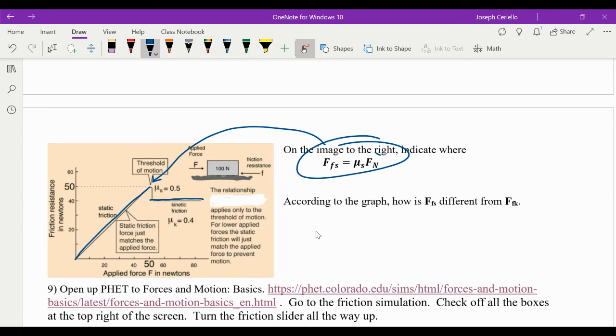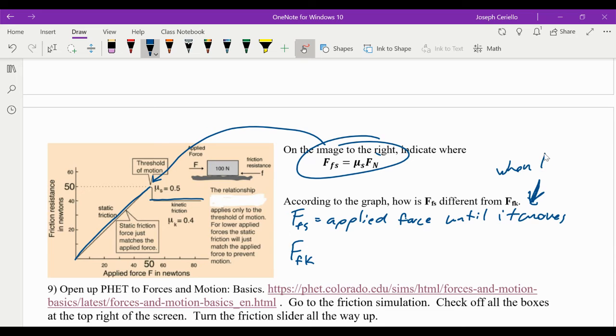Then we have kinetic friction, which we notice is a constant. So according to the graph, how is force of static friction different than force of kinetic friction? Force of static friction equals applied force until it moves. And when does it begin to move, by the way? It begins to move when force of static friction equals mu times the normal force. The force of kinetic friction is a constant number, which makes those calculations way easier.